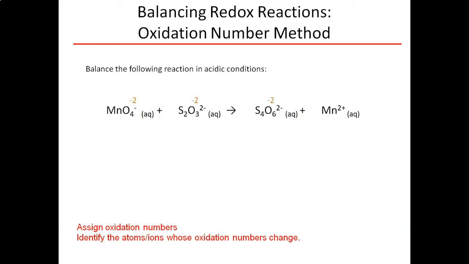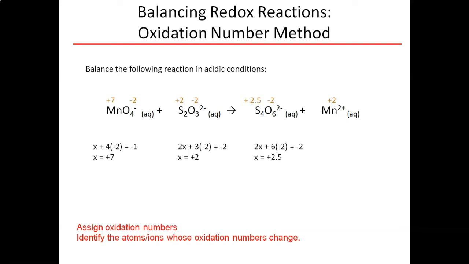So start off with the easy one, oxygen, which is always -2. Monovalent metals by themselves, their oxidation number is equal to their charge. And then we can use the sum of the oxidation numbers being equal to the charge to get our oxidation numbers for the other entities.